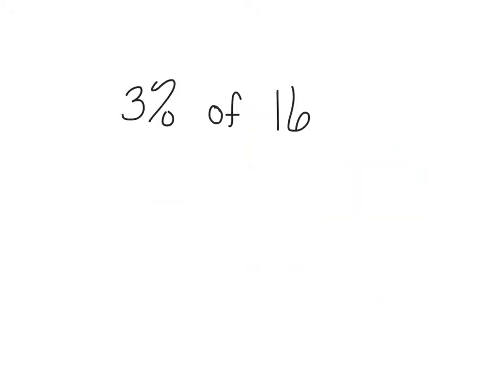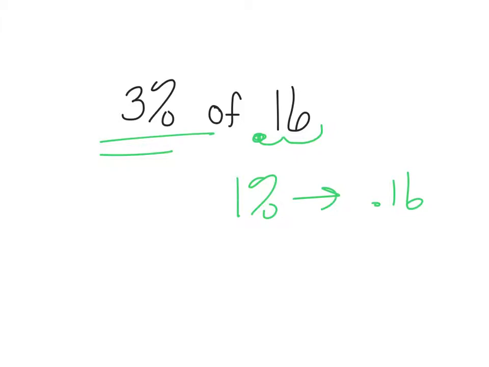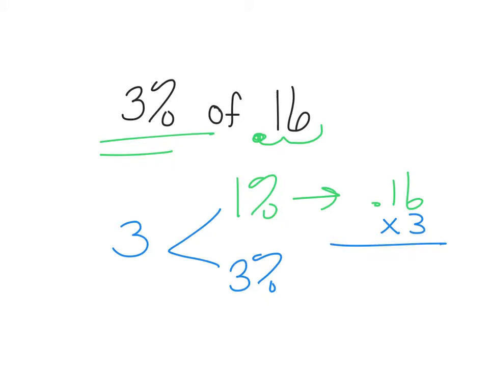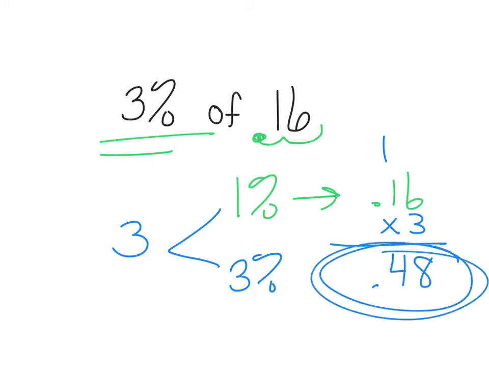All right, we'll look at one more example that uses the 1% trick. Again, this is less than 10%. So if I move this 2 places to the left, I know that 1% is the same as 0.16. But I don't want 1%, I want 3%. So to go from 1% to 3%, I need to multiply by 3. So I'm going to multiply this number by 3, and I get 0.48. So 3% of 16 is 0.48. So those are some examples of how to calculate percentages without using a calculator.